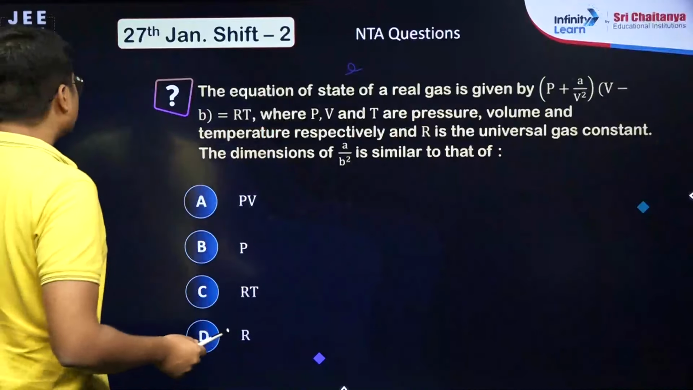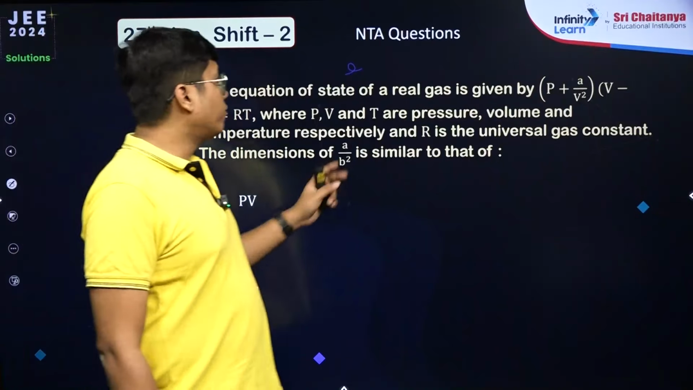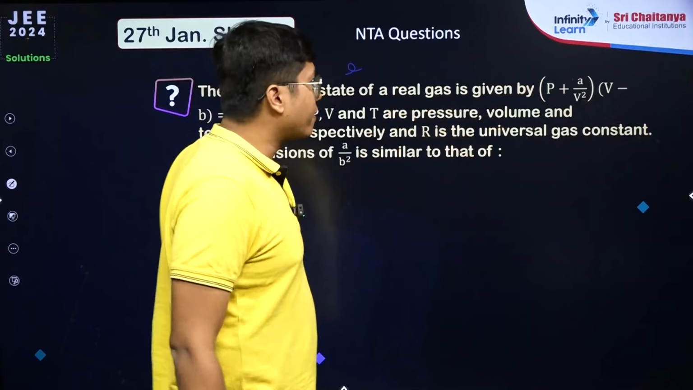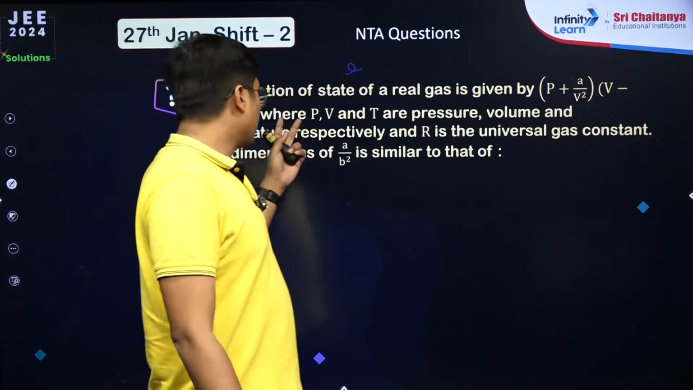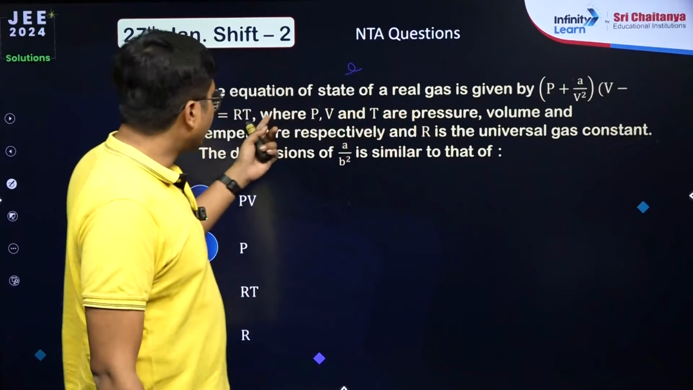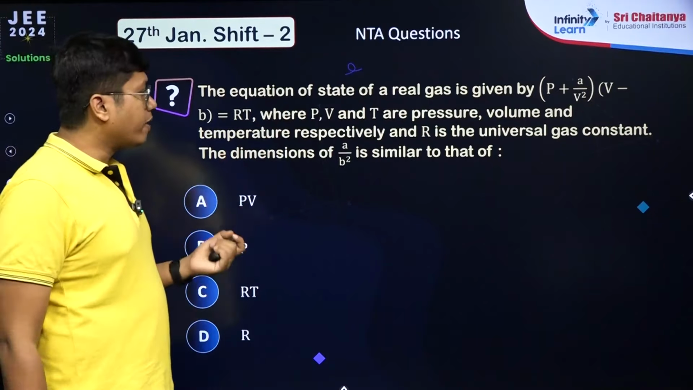The first question says that the equation of state of a real gas is given by (P + A/V²)(V − B) = RT. So the van der Waals equation, where P, V and T are pressure, volume and temperature respectively. R is the gas constant. The dimensions of A by B square.